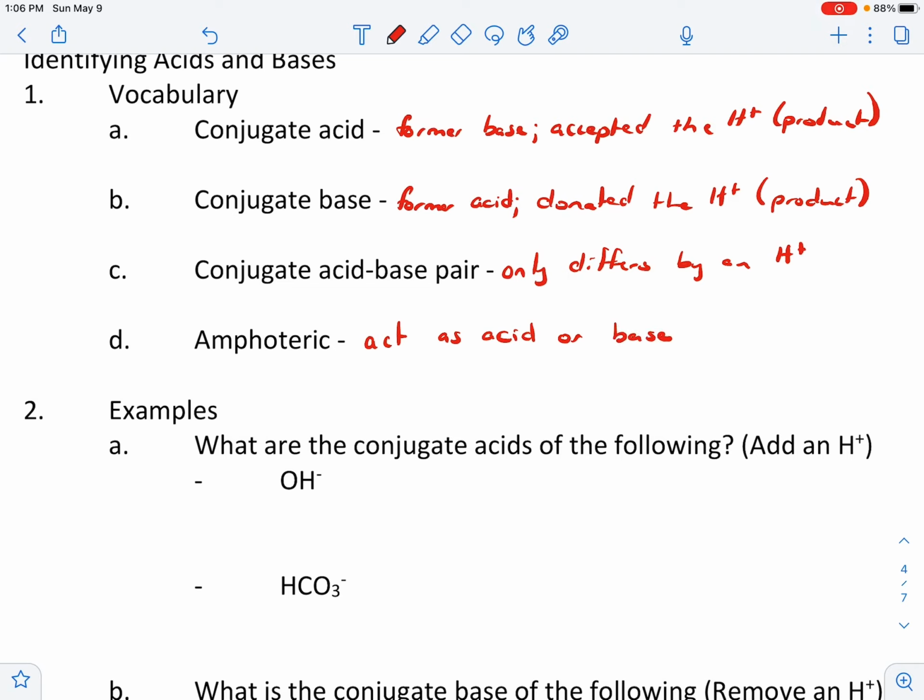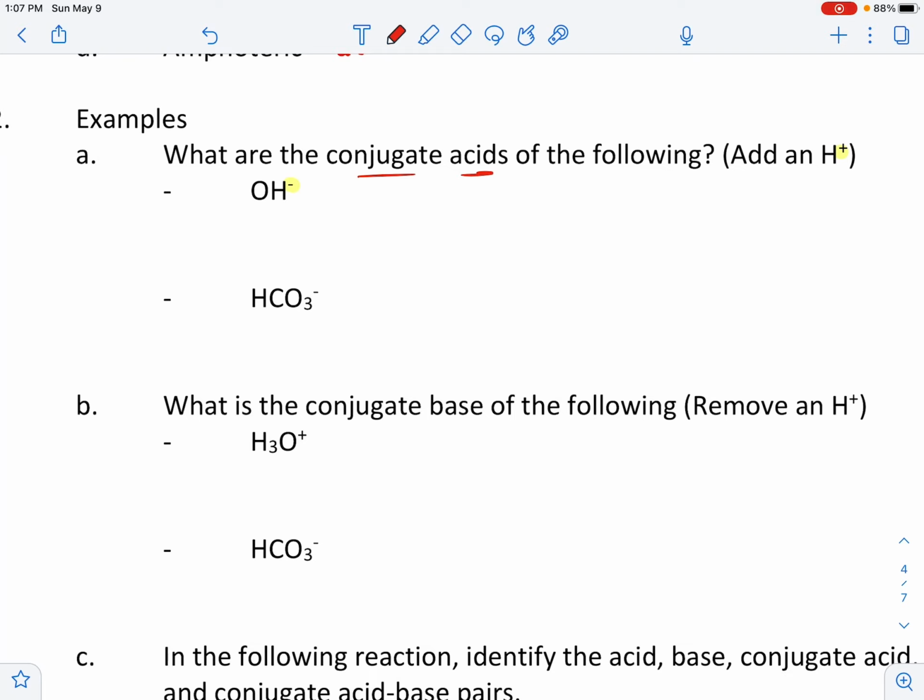If I add an H plus to this, I'm going to get H2O, or we could write it as OH2 if we wanted to keep the same thing. Notice how we took a plus charge and a minus charge and added them and gave us 0 there. So we have to keep an eye on those charges.